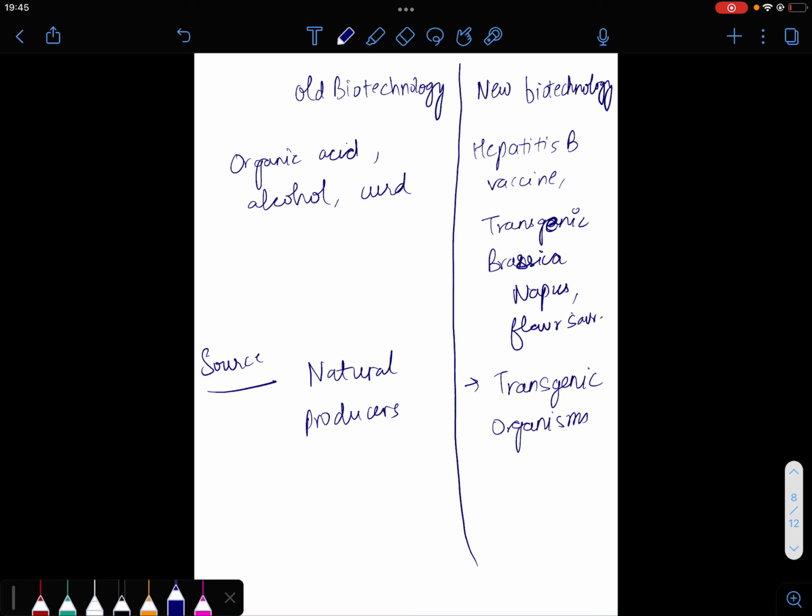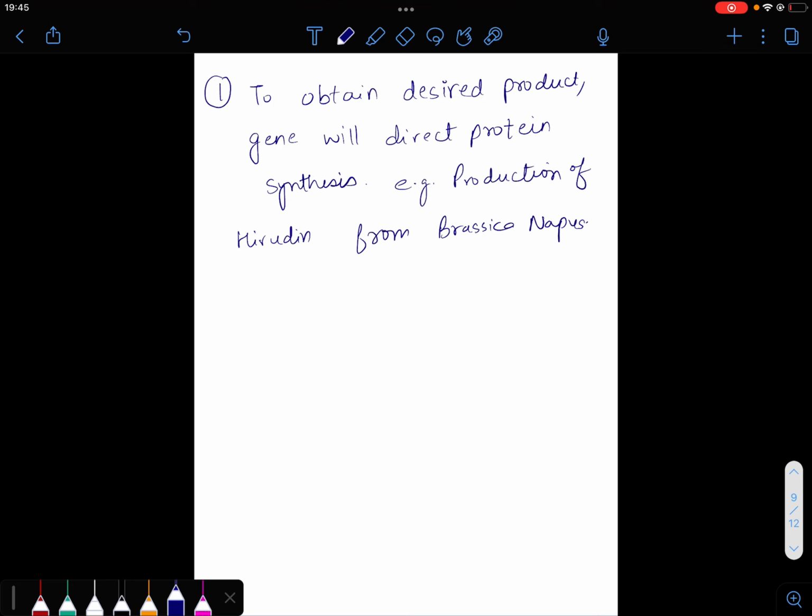And scale of production, these organic acid, alcohol, earlier they could only produce at small scale, but using transgenic organisms we can produce products at commercial scale, right? And the first use of modern new biotechnology is that we can obtain desired product. To obtain desired product, gene will direct protein synthesis. For example, production of hirudin from Brassica napus.